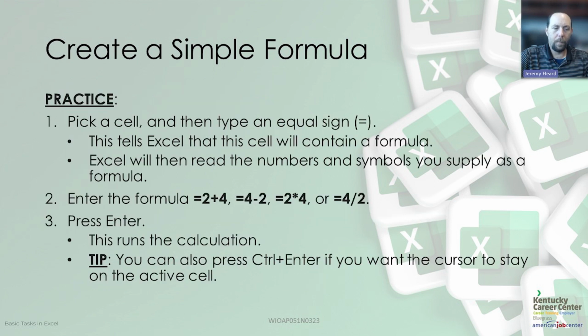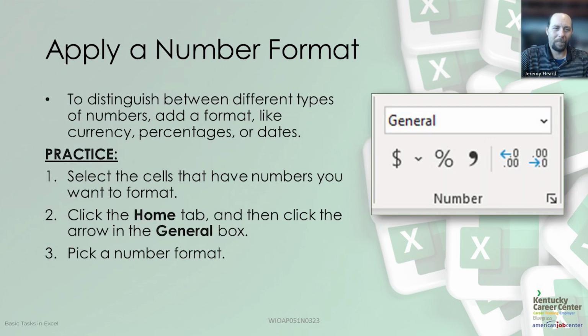For example, if you wanted to add two numbers together, all you'd have to do in a blank cell is select the blank cell, type in something along the lines of 2 plus 4, and hit enter. And if you do that right, it should show you the number 6 in that cell after you hit enter. Likewise, you can subtract, multiply, divide, and you can do a lot of other more complicated functions with that as well.